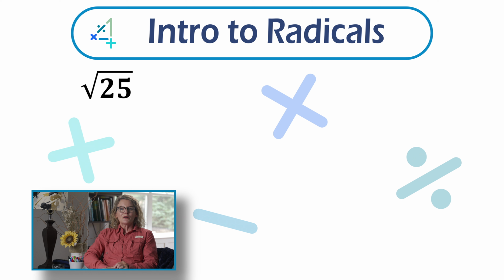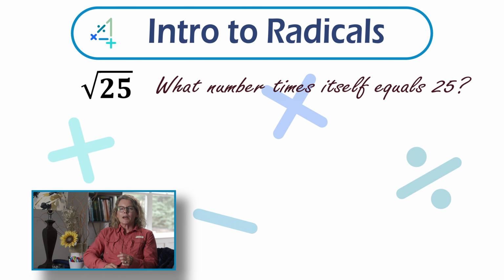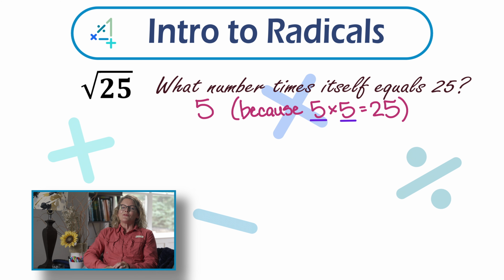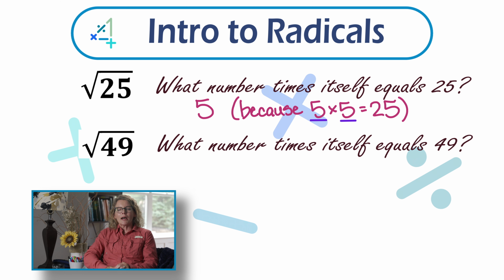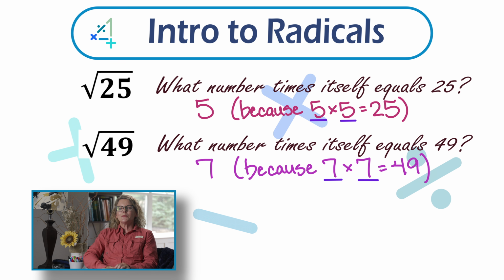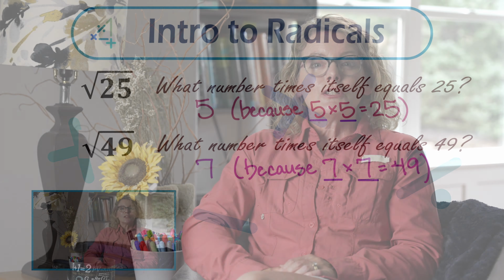Examples: the square root of 25, or what number times itself equals 25. The answer is 5, because 5 times 5 equals 25. The square root of 49 means what number times itself equals 49. It's 7, because 7 times 7 equals 49. Notice that you do not divide the number under the radical by 2. That's a no-no.